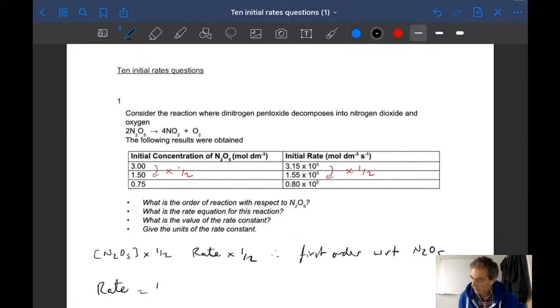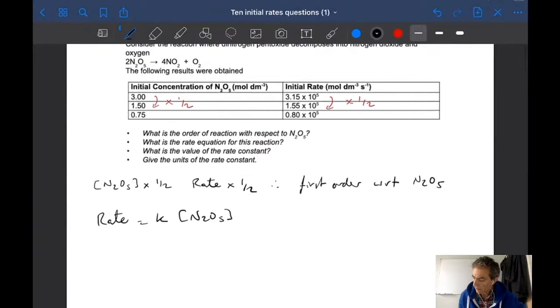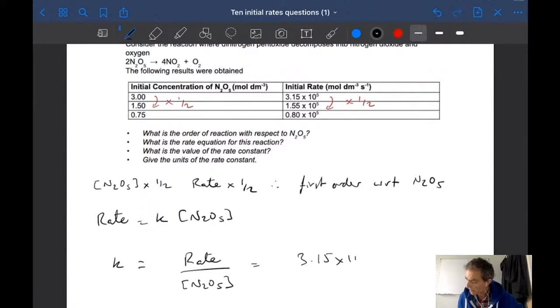So now we can write the rate equation. Rate equals K, concentration of N2O5. And then we're going to rearrange so that we can solve for K. So K equals rate divided by N2O5 concentration. I'm just going to use the first row of results. So the rate for the first experiment is 3.15 times 10 to the 5, divided by 3, and that comes out at a numerical value for K of 1.05 times 10 to the 5.